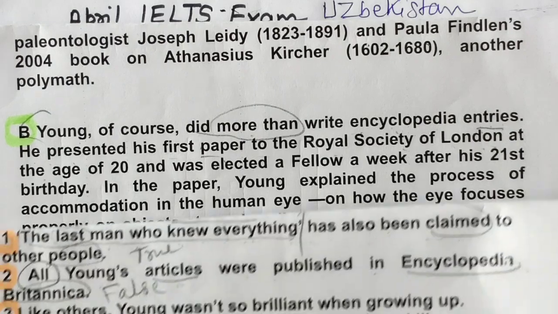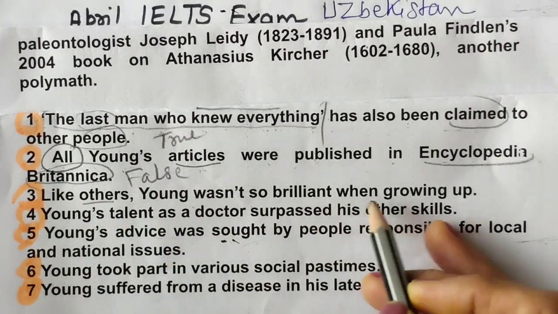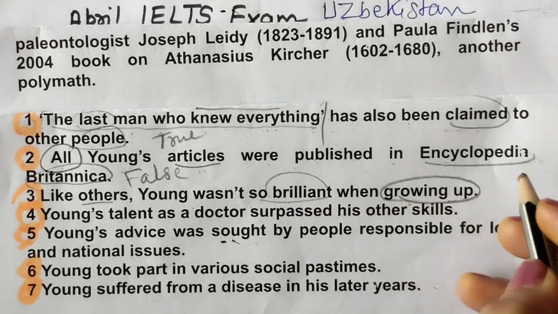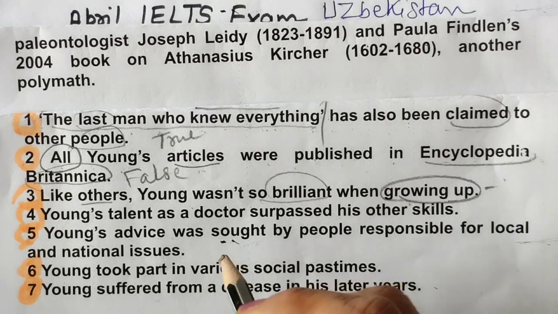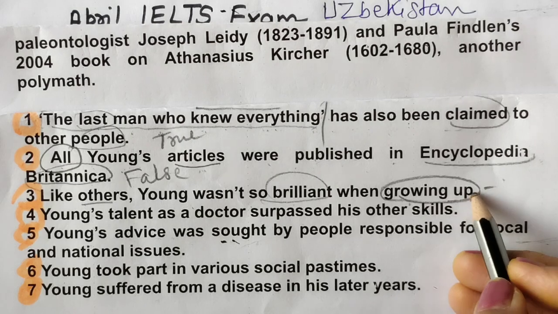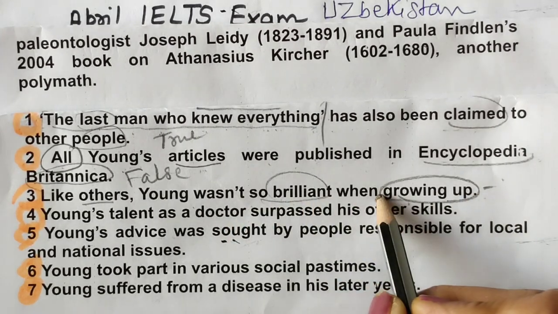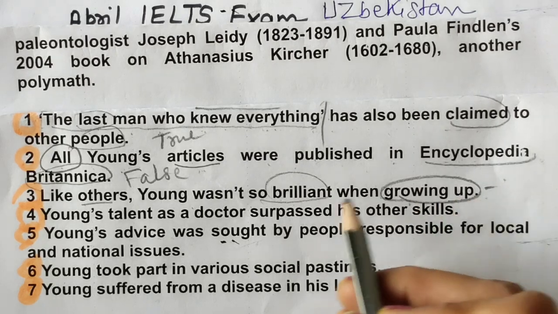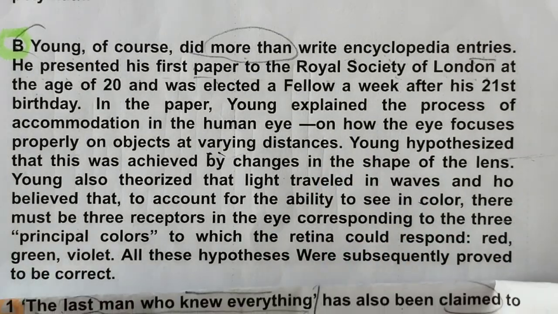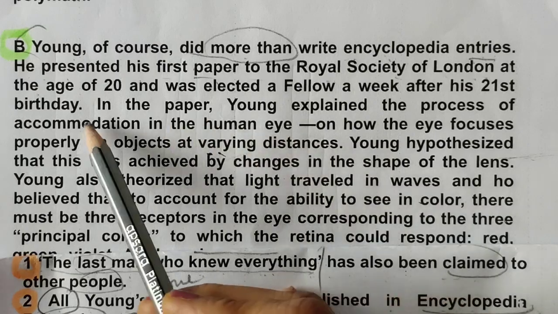Okay, so let's go to the third question. Like others, Young wasn't so brilliant when growing up. For this question, growing up means childhood days and all they are talking about. So if he wasn't so brilliant when growing up, then it will be true. If he was so brilliant when growing up, then it will be false. We will try to find the location in B, because we were at paragraph B for the second question.